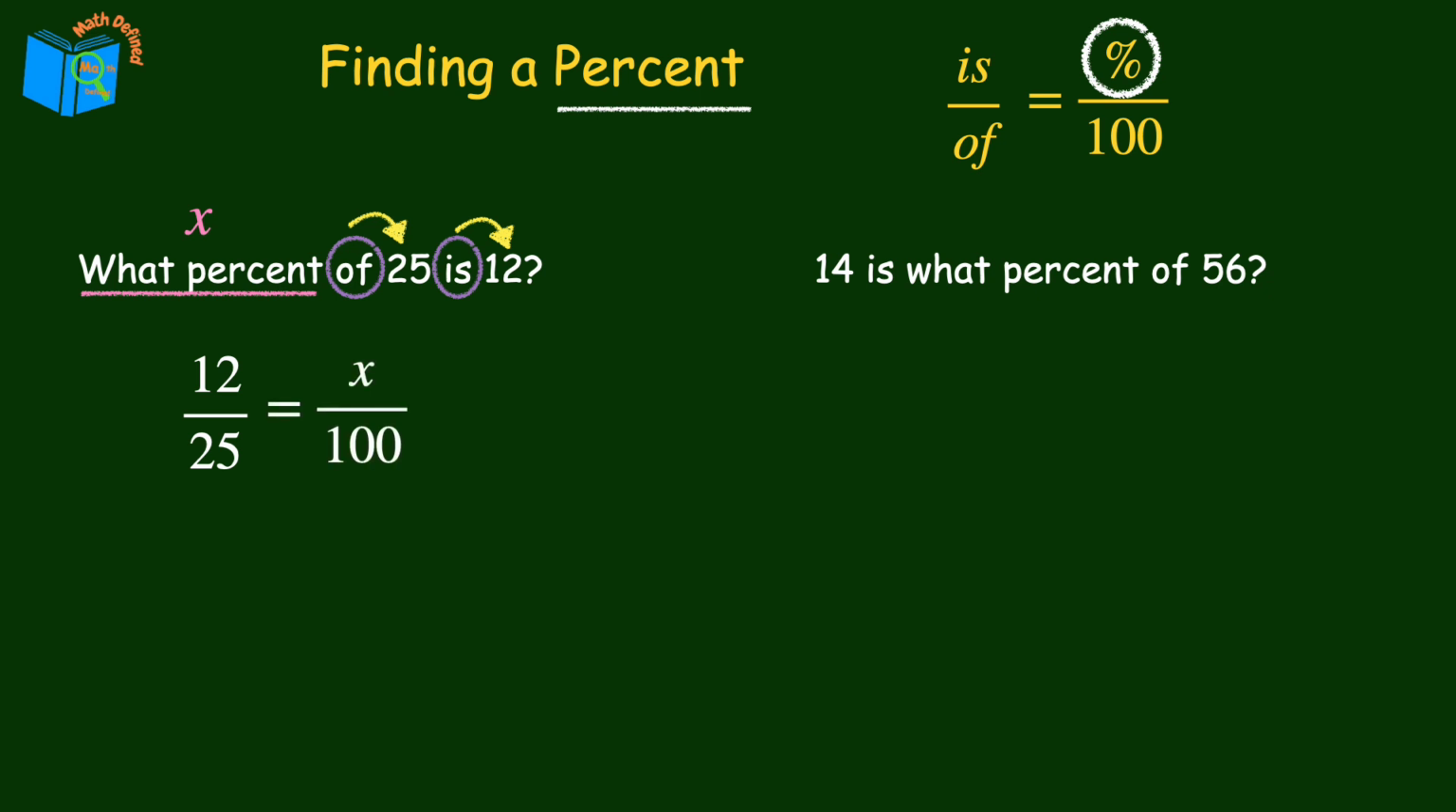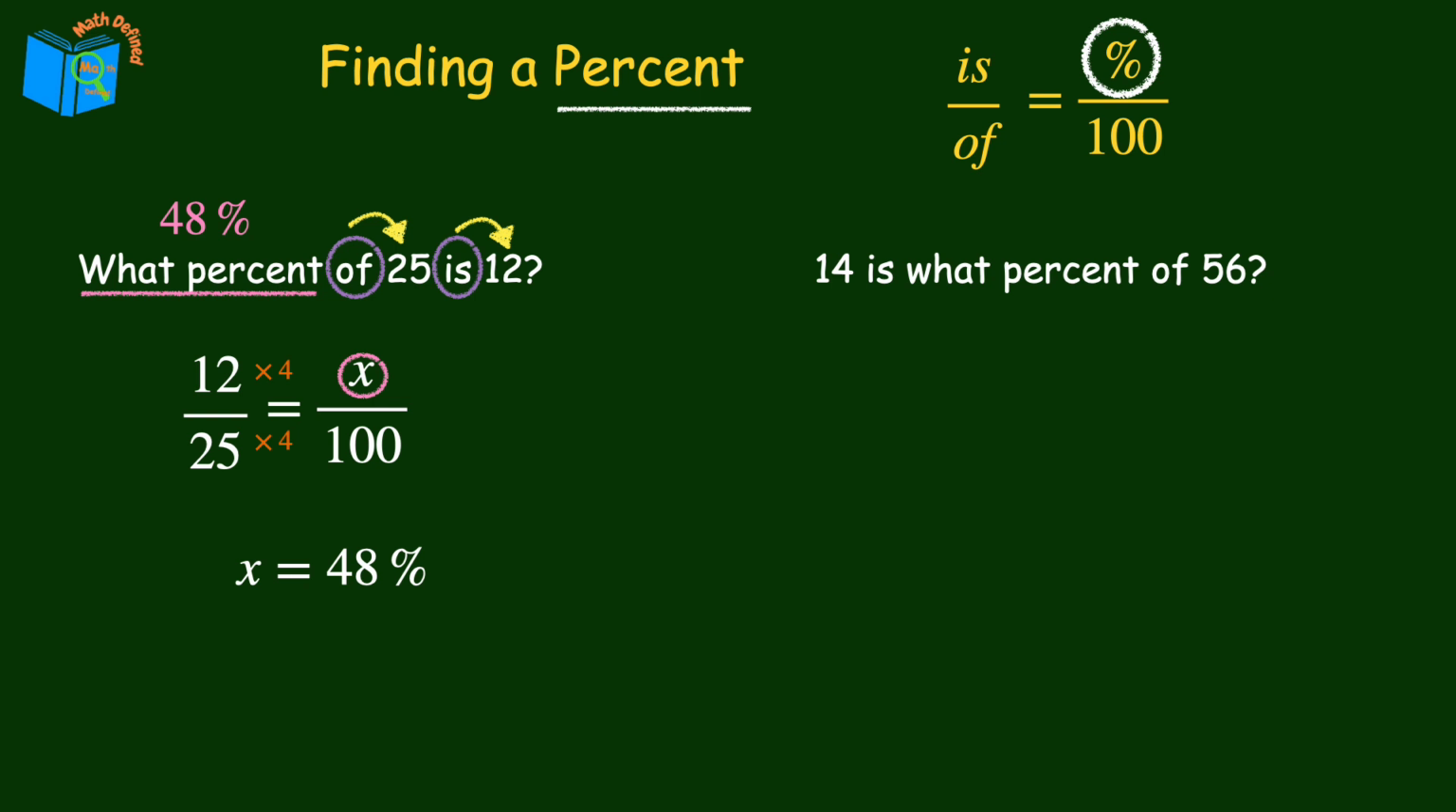We could use cross multiplication to solve for x, but since 25 is a factor of 100, it's easier to use an equivalent fraction instead. 25 times 4 is 100, so we'll multiply 12 by 4 as well to get 48%. So 12 is 48% of 25.